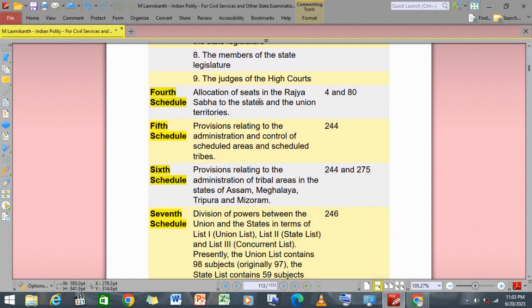The fourth schedule is the allocation of seats in the Rajya Sabha to the states and the union territories, covered in Articles 4 and 80.